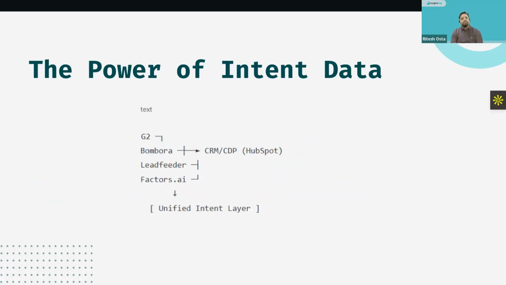Okay, so this is the power of intent data. G2, Bombora, Leadfeeder, Factors, I mean, that's just one kind of intent. There are other intents also. For example, tech stack, job posting, social listening. There are so many other intents. Right? You can push it all to CRM, CDP, and you can create a unified intent layer. Right? Multiple different sources for intent, pushing the data continuously, updating in CRM, enriching in CRM, and then pushing it to the ad platforms.